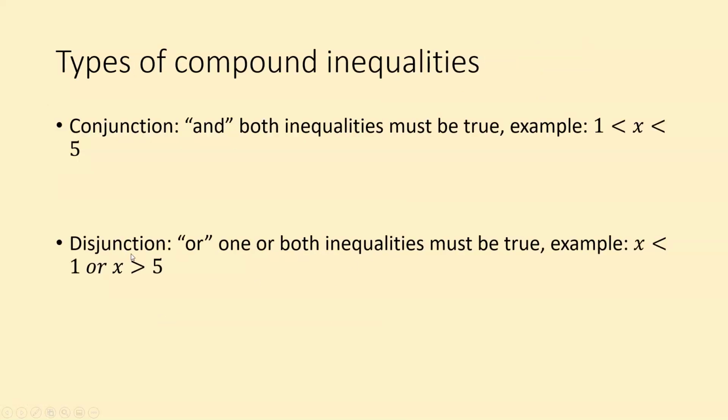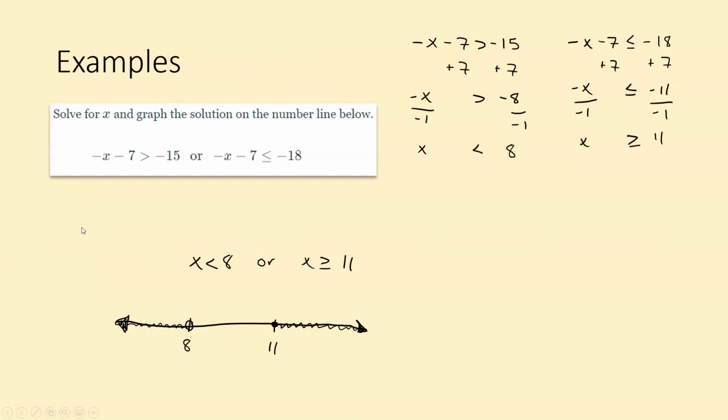The other type is disjunction. These are "or" types, so that's like the first one we looked at. For this one, only one of the inequalities must be true. So for example, x is less than 1 or x is greater than 5. Or we can look back at this one. This is also a disjunction type.